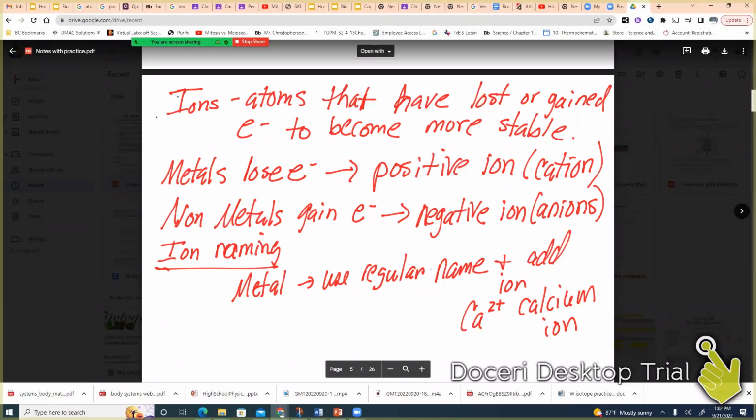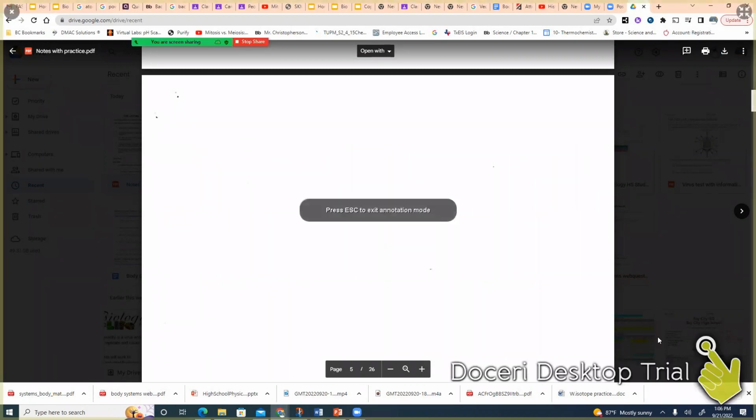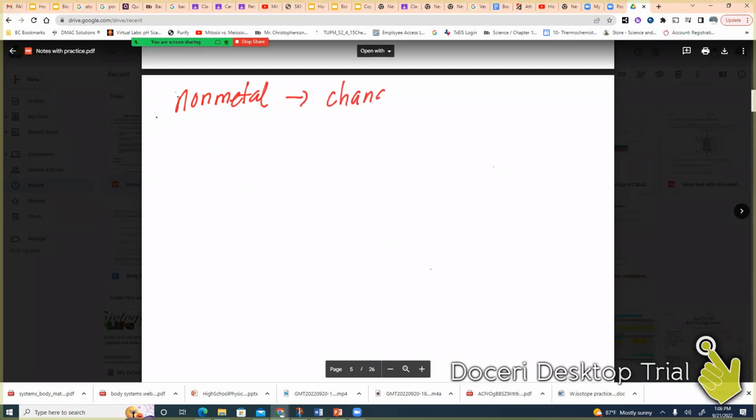On the nonmetals, on the other hand, you have to do a little bit more work. On the nonmetals, you're going to change the ending to "ide."